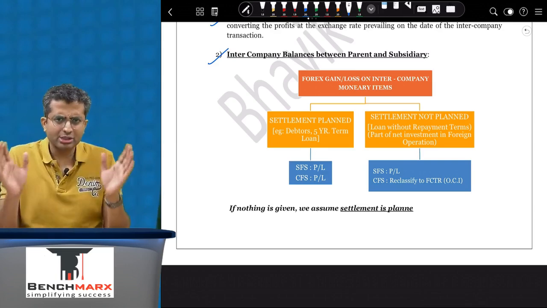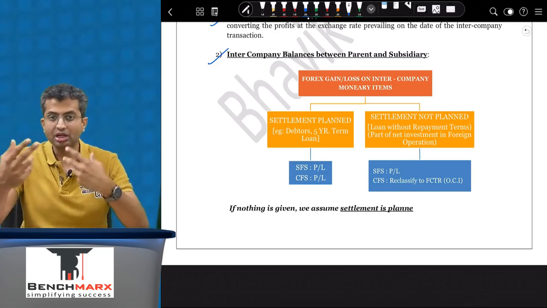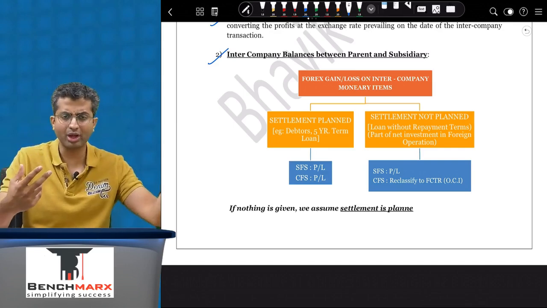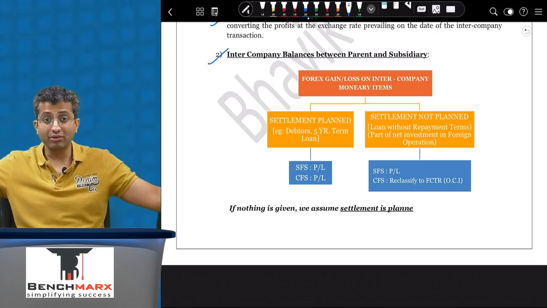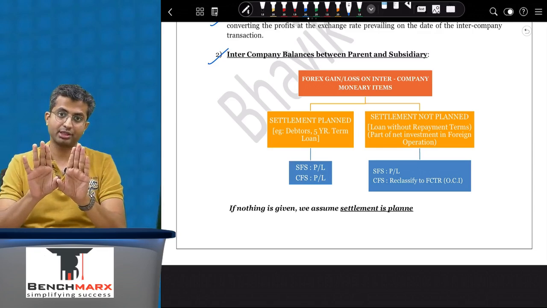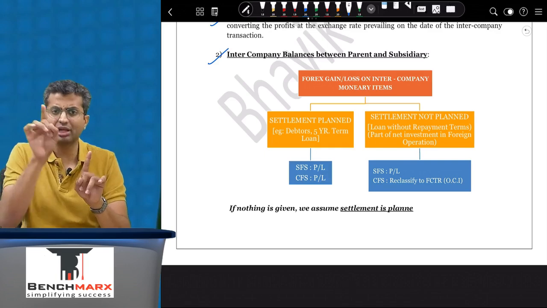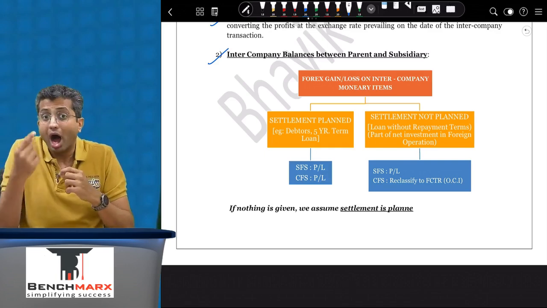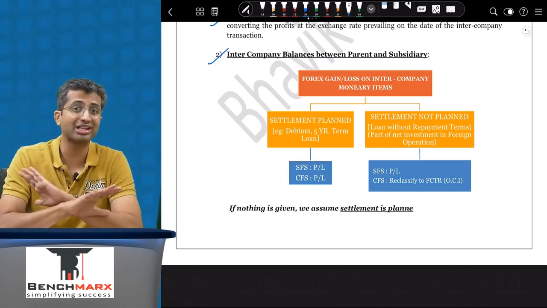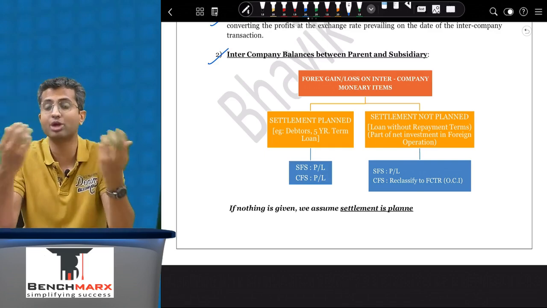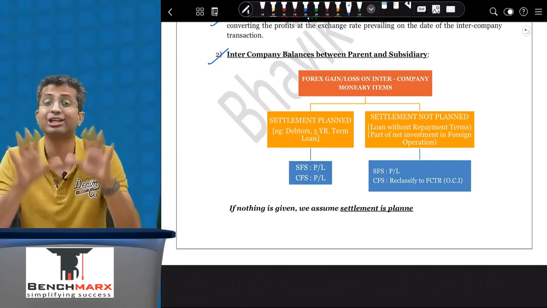So long story short, whenever there is an intercompany receivable or payable, in one books it will be in rupees, in another books it will be in dollars, you will have to convert everything into the parent's currency. However, when you are converting into the parent's currency, the debtor and creditor will eliminate. However, there may be a foreign exchange gain or loss that will continue to appear in the consolidated accounts. That foreign exchange gain or loss is not going anywhere, because this is going to be an actual foreign currency transaction between the parent and the subsidiary. It will continue to remain.